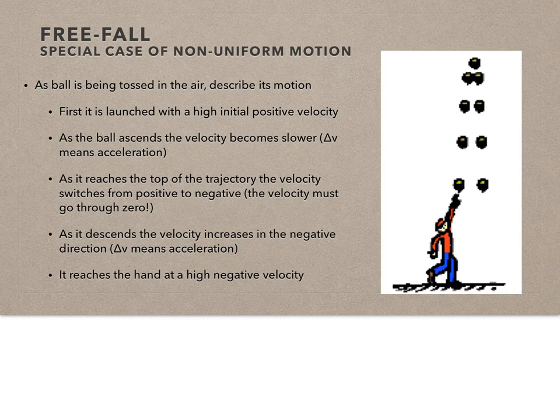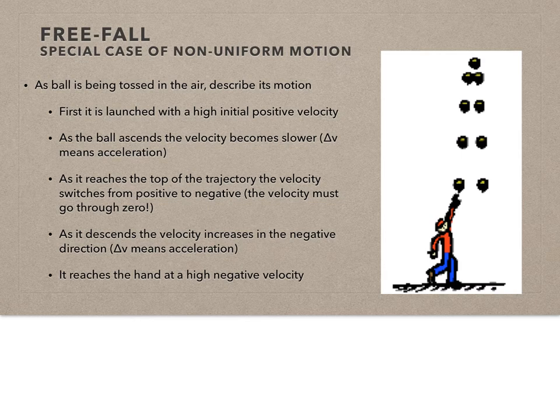Okay, now we're going to go through the conceptual process of a ball being thrown up into the air and returning back to your hand. You can grab a pen, a ball, whatever, and do this as you follow along. First, the ball is being tossed in the air. Describe its motion. If I toss it upwards, the instant that it leaves my hand, it has a positive velocity. Positive velocity means it's going up.